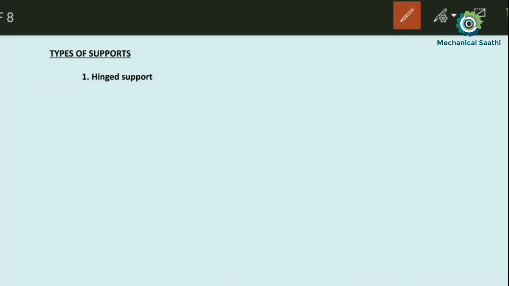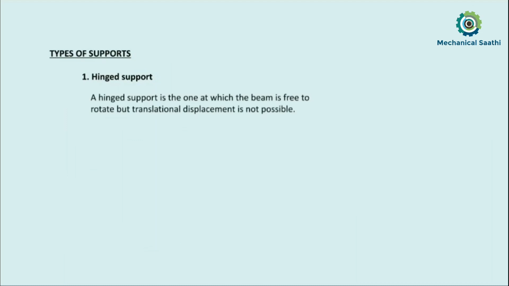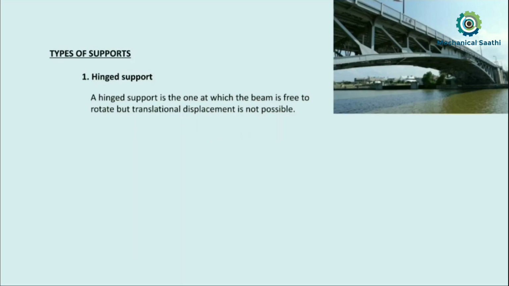So let us read the definition over here. A hinge support is the one at which the beam is free to rotate, but the translational displacement is not possible. Okay, so now let us see a real life example where hinge supports are used. Here you can see a bridge which is made of steel basically. The members of this bridge are made of steel.